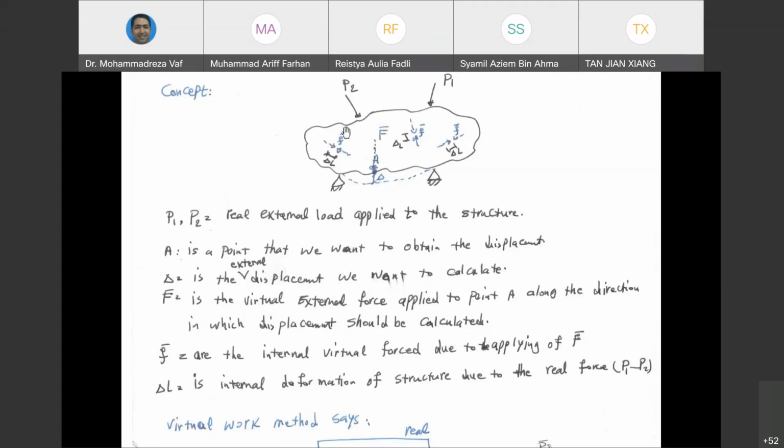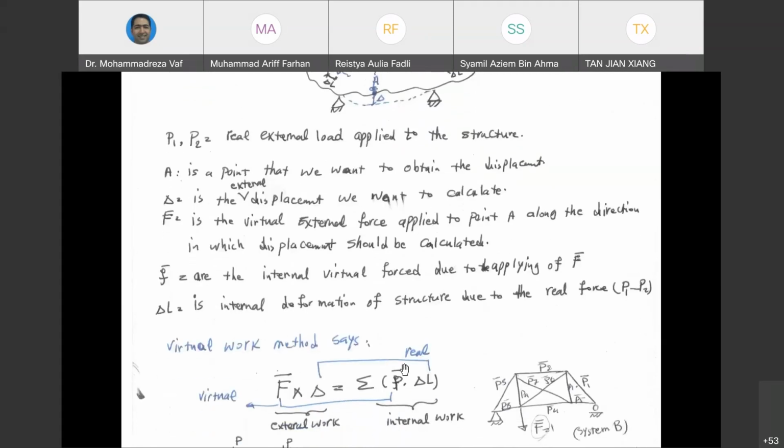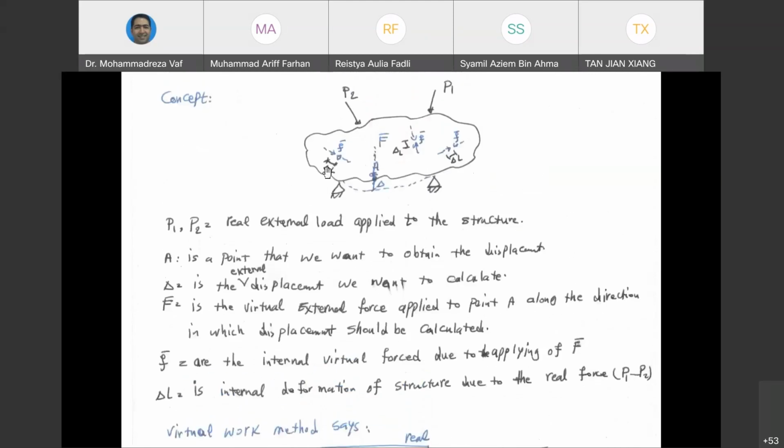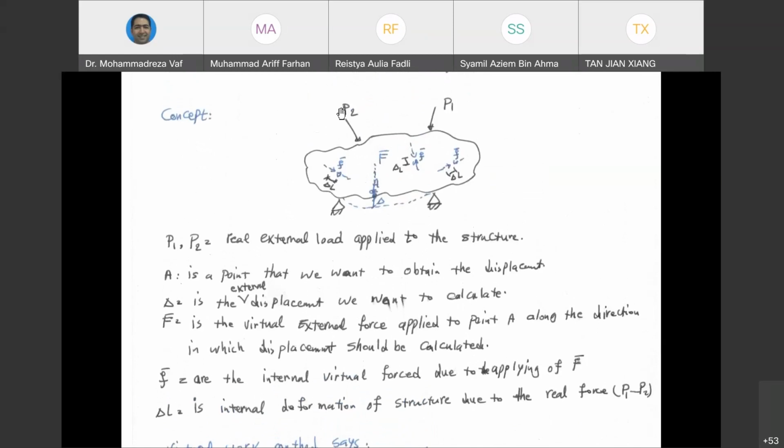Let's say you have a truss with 3 elements. So inside each element you're going to have one F bar, and those F bar need to be calculated and put inside our equation. And this delta L basically is the deflection or deformation inside your elements, this time due to the external forces. That means when you want to calculate this delta L, we don't have any more F bar, and we have only the real structure.